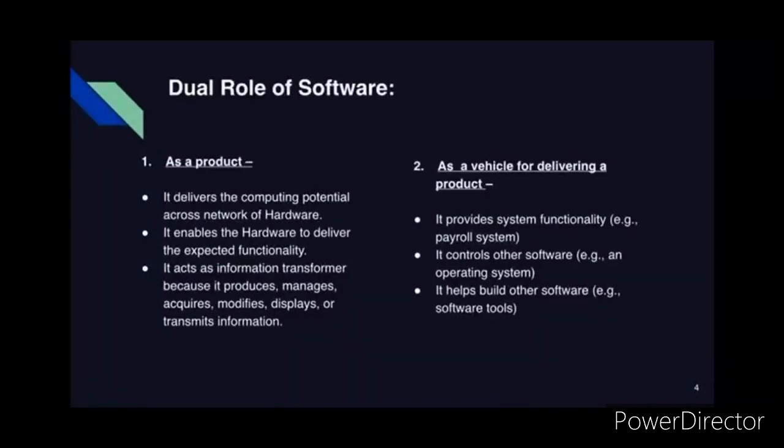So second slide is of dual role of a software. Software has a dual role. The first one is as a product and the second one is as a vehicle for delivering a product. So let's discuss as a product what it does.